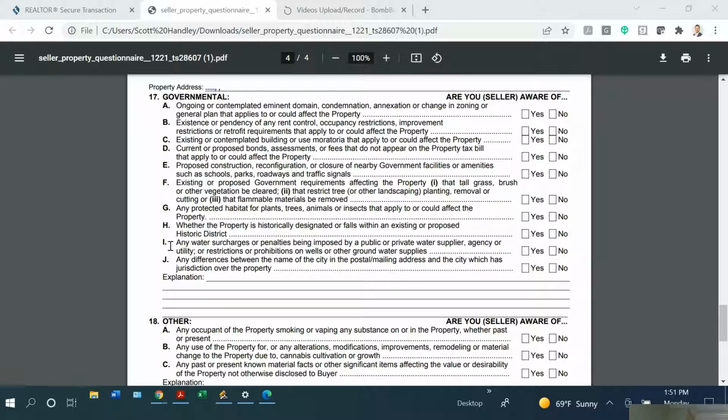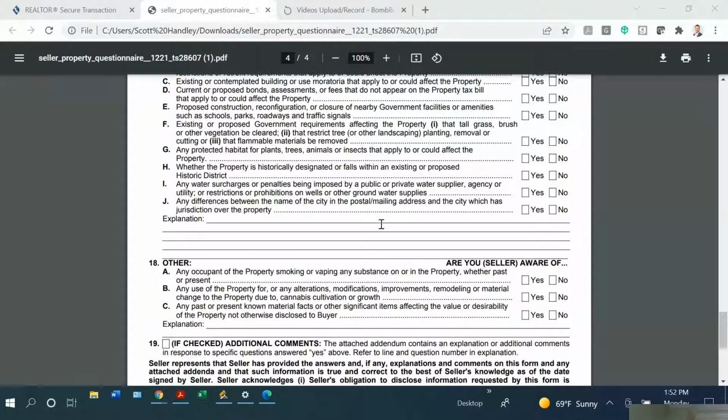17I, any water surcharges or penalties being imposed by the public or private water supplier, agency, or utility, or restrictions or prohibitions on wells or on any groundwater supplies. So most of the time, these are going to be no, okay? And your seller is going to answer those, but it's hard for them to be aware of some of these things unless they were put on notice.